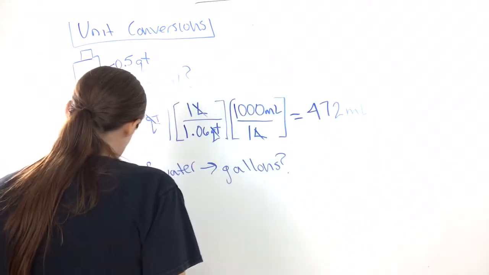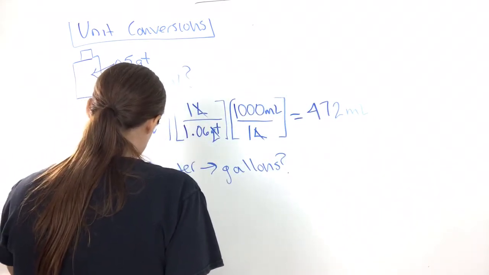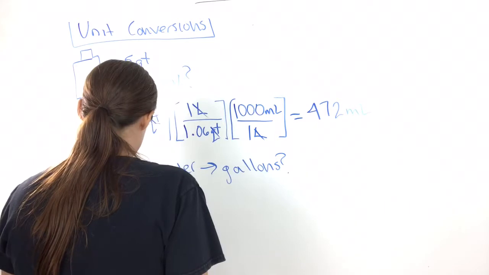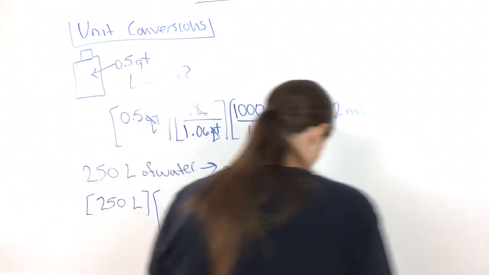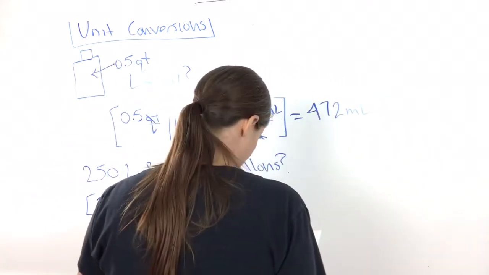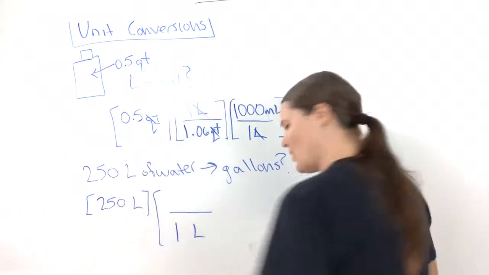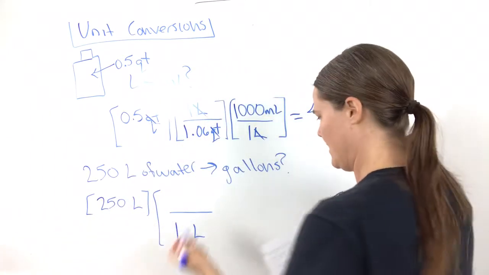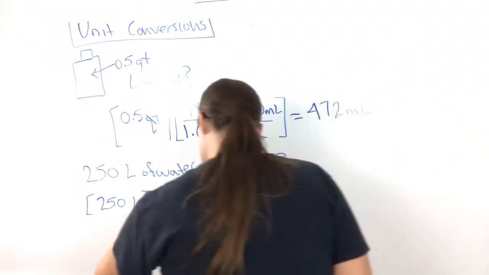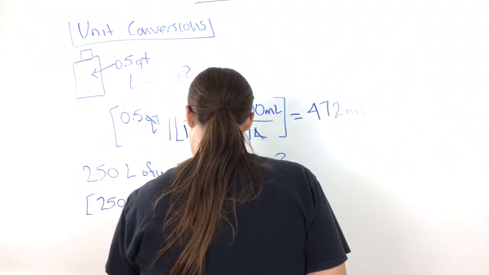So what I want to do is write down the 250 liters, and then I want to convert this to quarts. So I have 250 liters. I have 1.06 quart to 1 liter. So 1.06 quart.